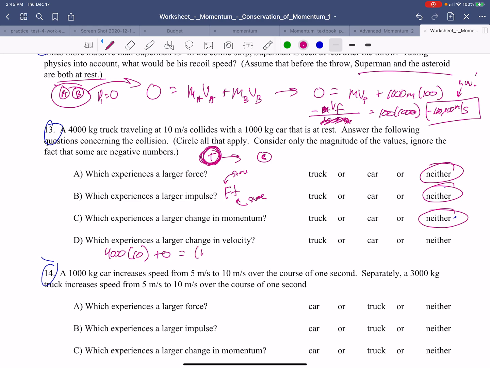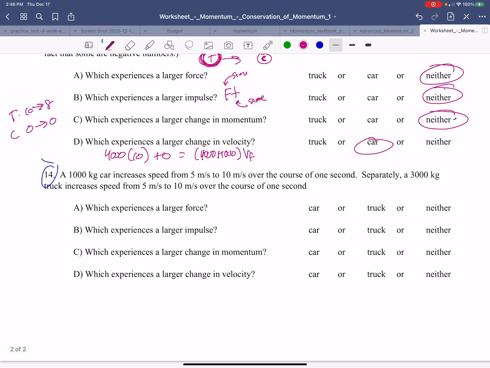So this would be 4,000 plus 1,000 times VF. And now you can solve for VF. If you solve this out, the truck goes from 10 meters per second to 8, and the car, which was at rest, goes from 0 to 8. So which one has a larger change in velocity? The car. Another way you could have done this conceptually is if you have a certain amount of change in momentum, a really big mass will have a lower change in velocity, and a really small mass will have a higher change in velocity. Which one has a smaller mass? The car. So that's one way you could quickly do it without even having to calculate.